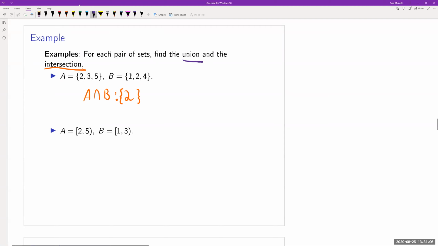Similarly, for the union, I need to list everything that is in either set. So I see 1, 2, 3, 4, and 5. 2 is in both sets, but I don't need to list it twice because the set doesn't care how many of each thing you have, just that it is there or that it isn't there. So this will be my union.